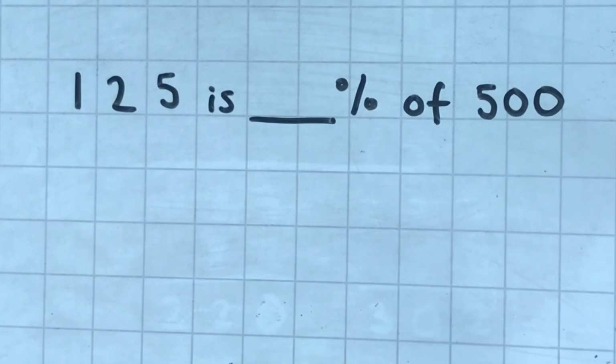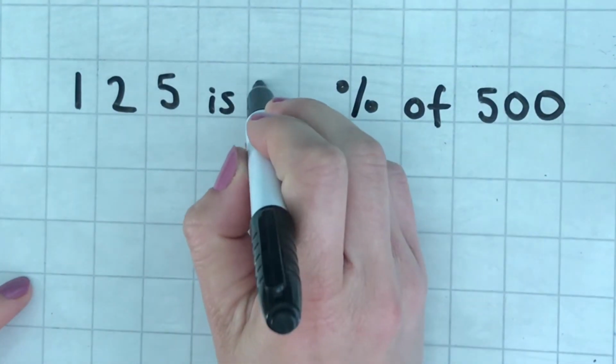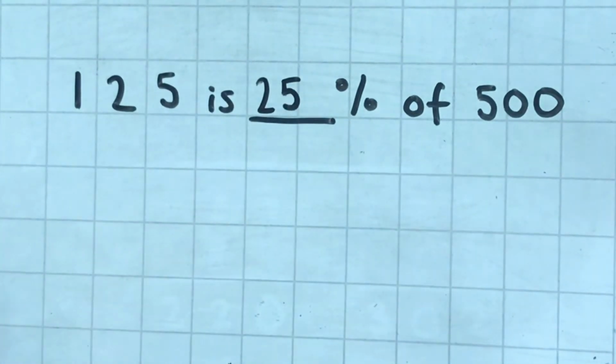Question number 20, you've got a statement with a missing number. You need to fill in the missing number. So 125 is what percent of 500? What you had to think about here was your fractions and your percentages. If you were to add 125 4 times, that would give you 500. So 125 is a quarter of 500. Convert that into a percentage and the answer is 25%.